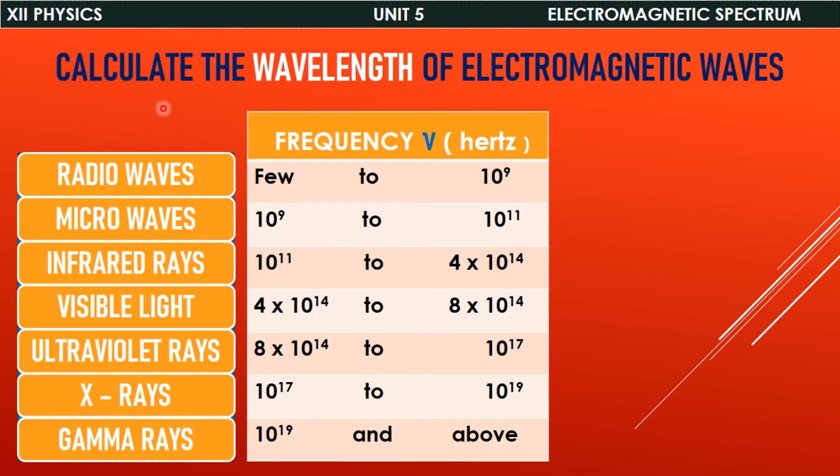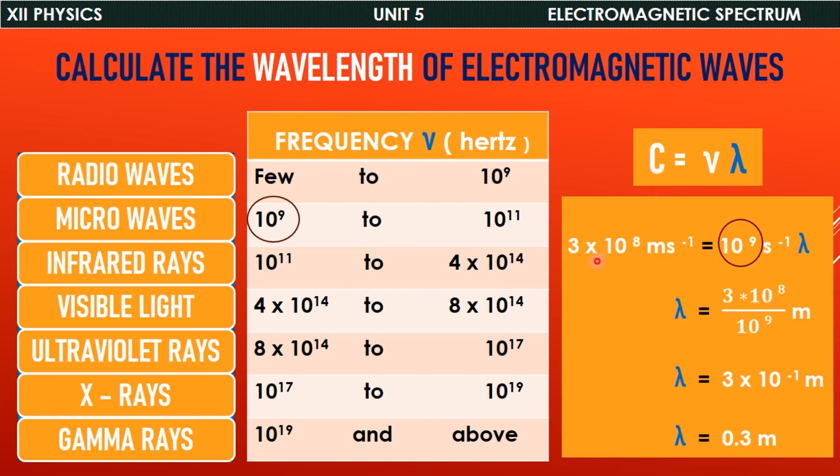Now let us do some calculations. Here is an assignment for you to calculate the wavelength of electromagnetic waves. The table for frequency of electromagnetic waves is given. Now you have to calculate the wavelength of electromagnetic waves. I will give you an example. Let us consider the frequency of microwaves. Frequency considered here is 10 raised to 9 Hertz. You know the formula? C is equal to nu lambda.